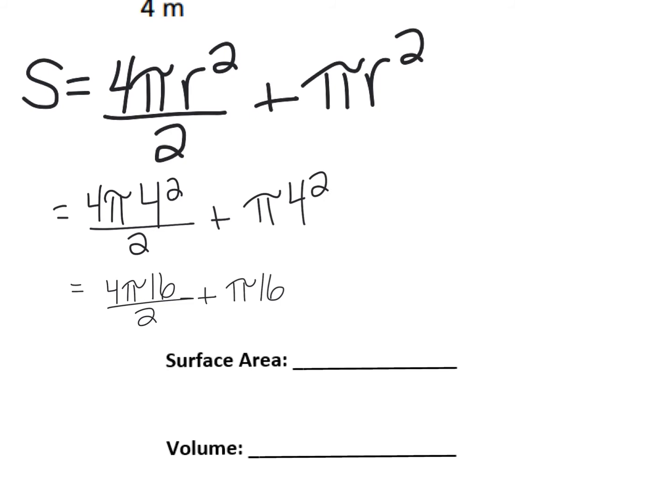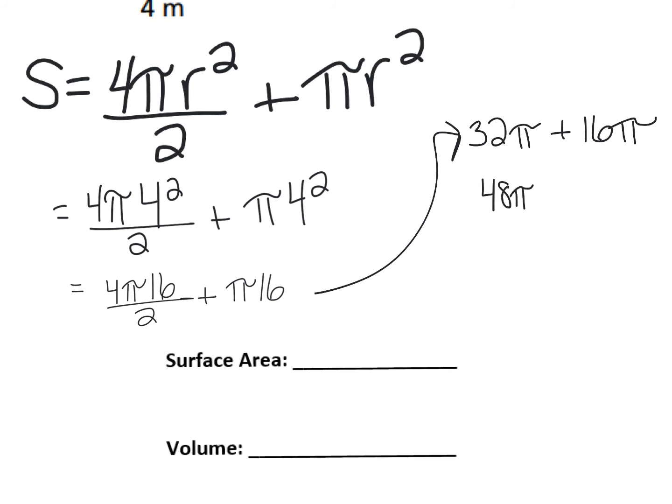If I went ahead and did my 4 times 16 divided by 2, I would have 32 pi plus this 16 pi. I'm just going to go ahead and move that 16 out front, and then I can add those to get 48 pi. Okay, this is my answer in terms of pi. I want to take it one step further and make sure I am rounding it to the nearest tenth.